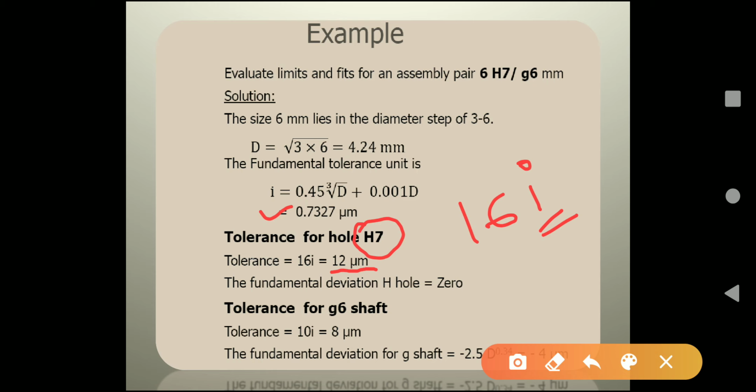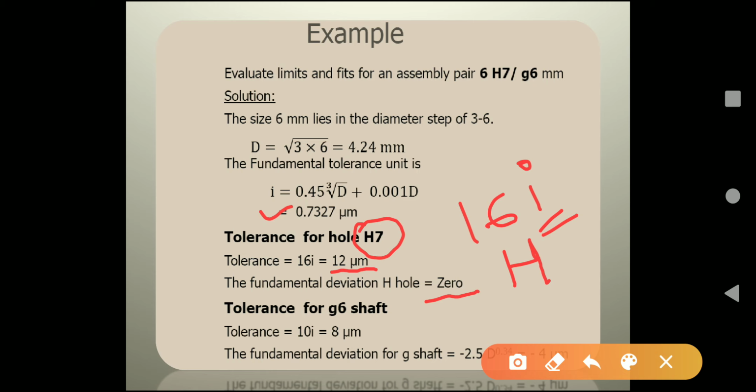and because it is a hole basis system and the hole is designated H, it has a fundamental deviation of 0. So we have calculated the two limits, the upper limit and the lower limit of the hole, with a tolerance of 12 micron.